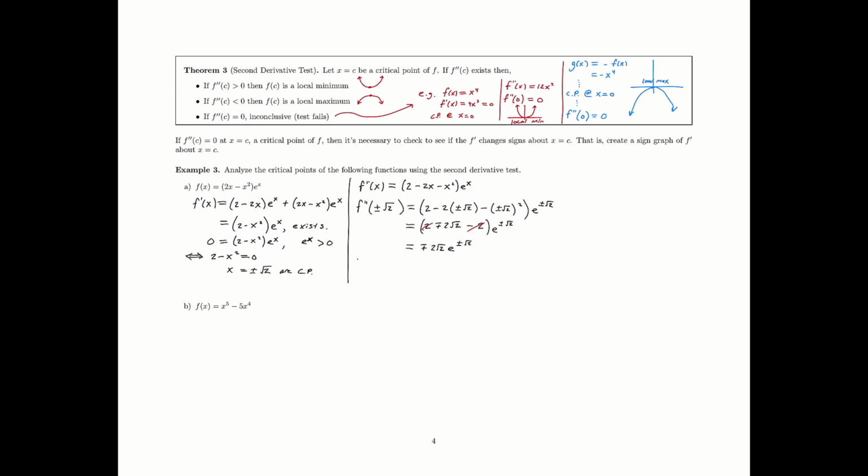So clearly, this allows us to conclude that f double prime of positive root 2 is going to be less than 0, right? If we use the top sign, we have to use the top sign. So if we plug in positive root 2, we'll have a negative this quantity. So negative. And f double prime of negative root 2 will end up being positive.